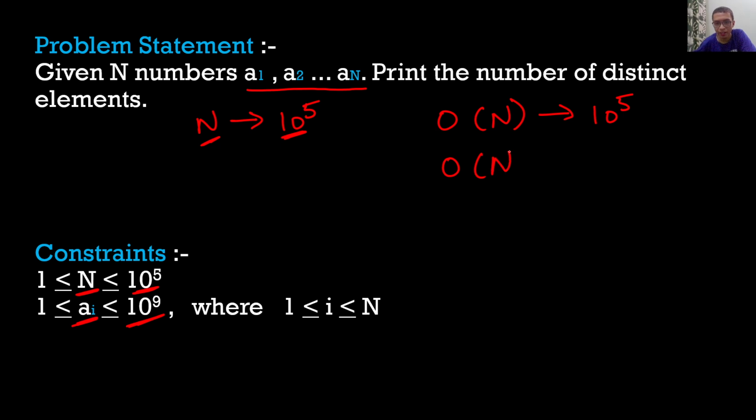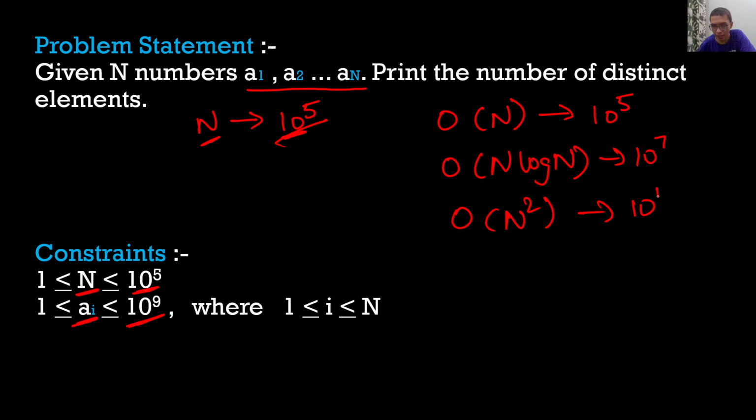If I have a big O of n log n approach to solve this problem, then it would take roughly around 10 to the power 7 steps to solve the problem. And similarly, if I have a big O of n square approach to solve the problem, then it would take around 10 to the power 10 steps, right? To get this number of steps, simply replace this n by 10 to the power 5, right?